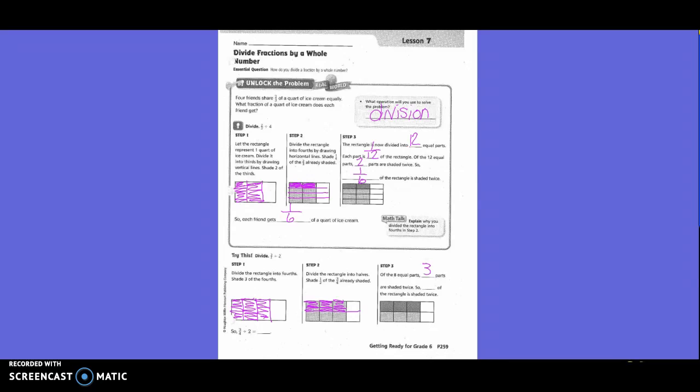So what's our fraction? Not 3/4, 3. How many total pieces are there, guys? 8. So 3/8 of the rectangle is shaded twice. So 3/4 divided by 2 is 3/8. Okay, and then I have also showed you guys what? Inverse operations, correct?